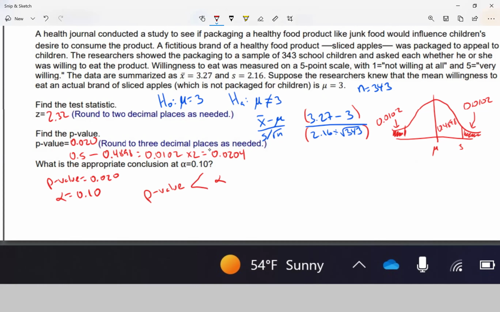Because alpha's bigger, I'm going to reject the null hypothesis. I'm not going to write it, but you guys can write it in your notes. My alpha's bigger, so I'm going to reject the null hypothesis. There is sufficient evidence to conclude that the true mean response for all school children is not 3. I have enough evidence because my p-value is less than alpha.